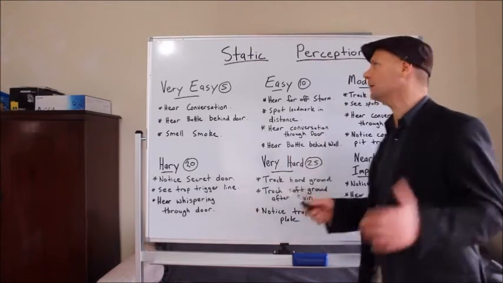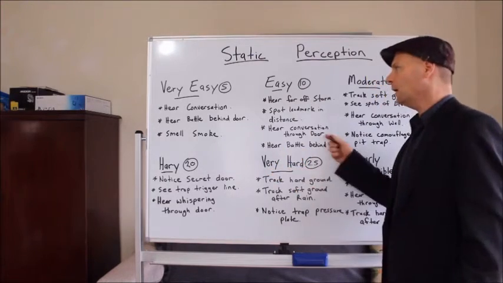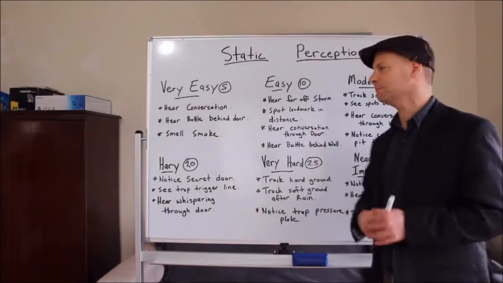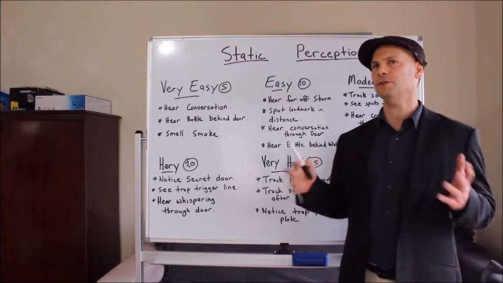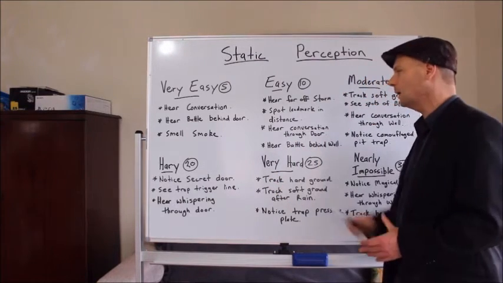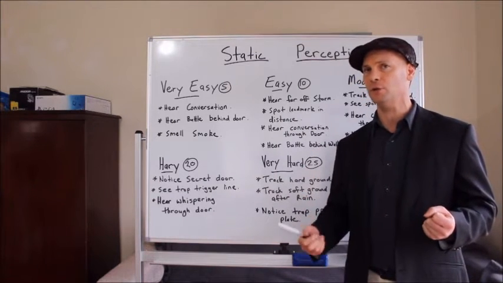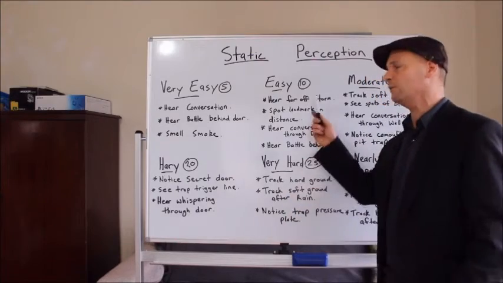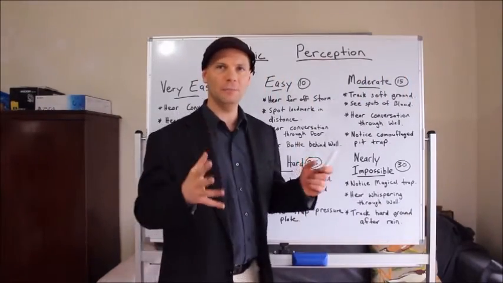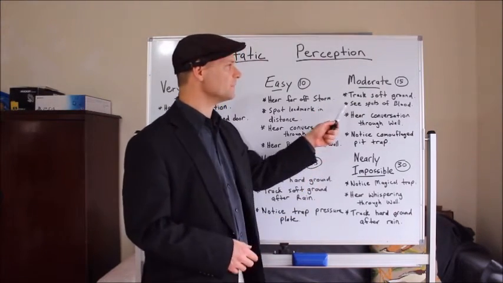And that would be something like hearing a far off thunderstorm of some kind. Maybe spotting a landmark in the far distance, way ahead. Hearing a conversation through a door, if you put your ear up to the door. Hearing a battle through a wall. A battle makes a lot of noise, so you'll probably be able to hear it through a wall with a DC 10 check. Now, if we're dealing with the medium or moderate checks, that is a DC 15.